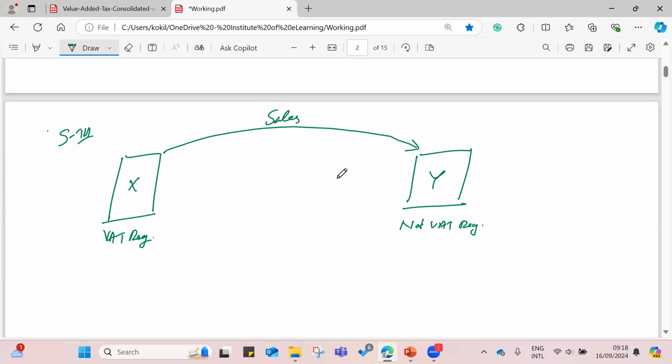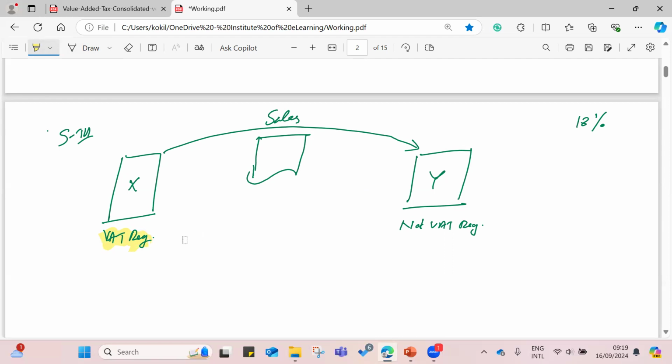What is the answer, right? Let's say the current VAT rate is 18%. So which invoice will they issue? A tax inclusive invoice, since company X is VAT registered. Since they are registered for VAT, they have a liability to collect VAT on their sales, and that particular amount they need to transfer to the Inland Revenue Department, right?